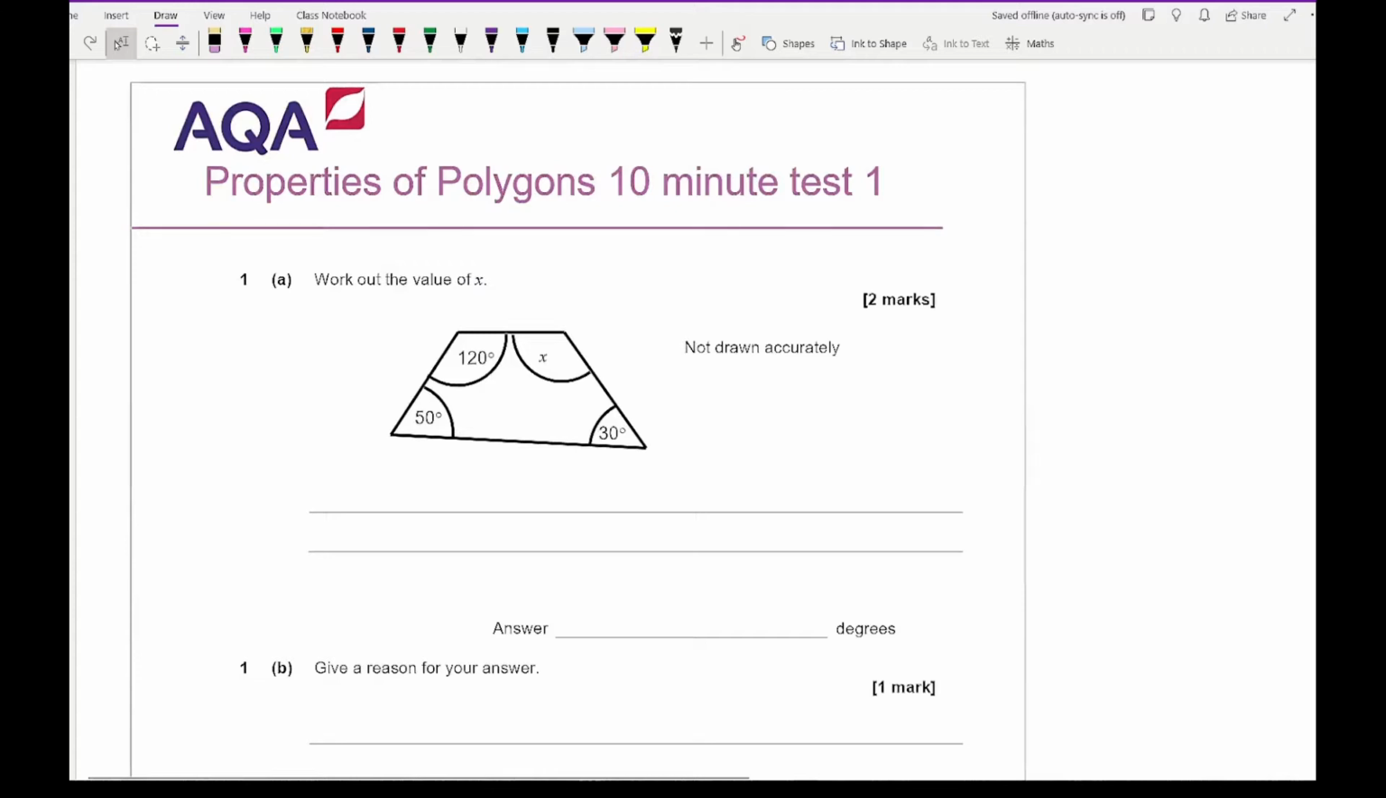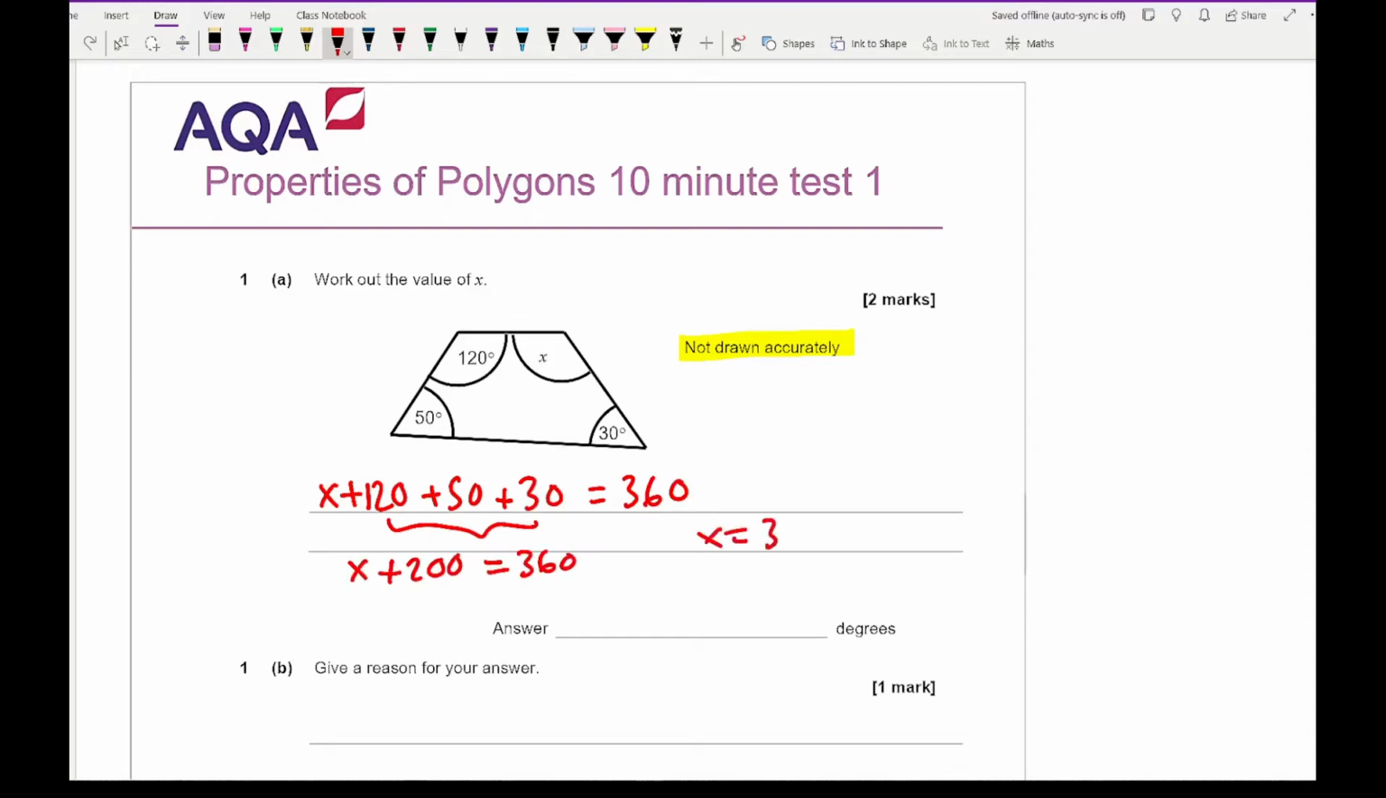So question 1 says work out the value of x. The important thing to note is that this diagram is not drawn accurately, but you can assume that it's still going to be a quadrilateral. So what we need to do is add up all the angles, and we know that angles inside a quadrilateral add up to 360. So here we've got x plus 120 plus 50 plus 30 equals 360. If we add up these three numbers, we get x plus 200 equals 360. So x equals 360 minus 200, which gives us an answer of 160 degrees.